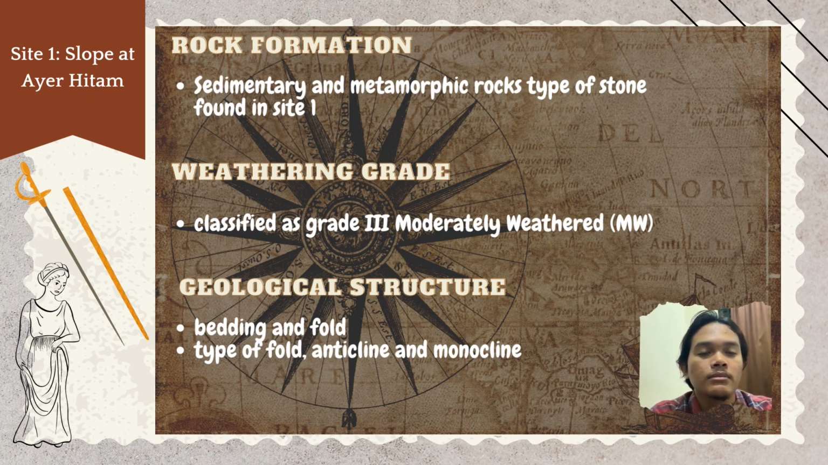I will present about the characteristics of site 1. There is a site at Air Hitam. As for rock formation, sedimentary and metamorphic rock can be found on this site. As for weathering grade, it is classified as grade 3, which is moderately weathered. As for geological structure, bedding and fold can be found. The types of fold are anticline and monocline.